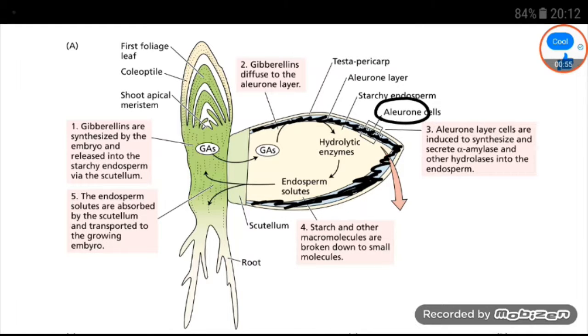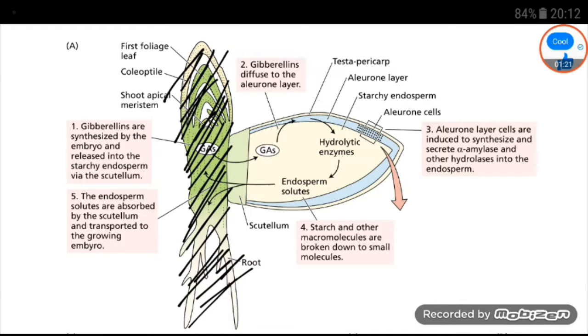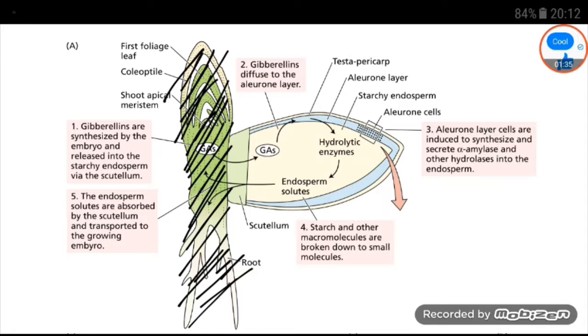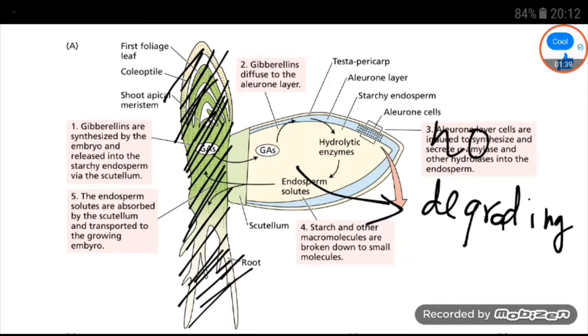They do the work. Their function is to produce hydrolytic enzymes into the endosperm that convert starch, for example, to glucose, for the use of the embryo. And we know this because we know that the embryo secretes GA, gibberellin, into the endosperm: when we remove the embryo, degradation of starch and molecules does not occur.